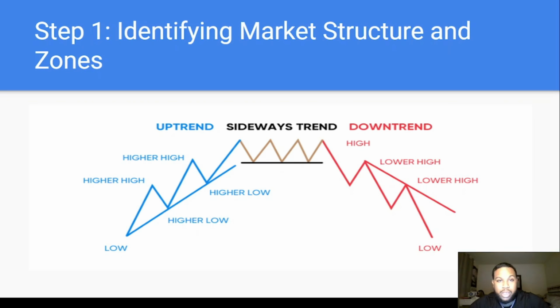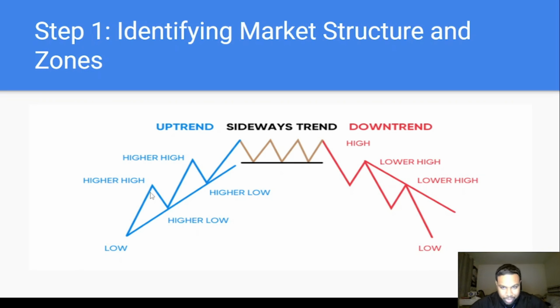Step one is identifying your market structure and your zone. There are three important structures that a market is always going to be in, regardless of what pair you're looking at. You've got your uptrend. This is characterized by higher lows and higher highs. This low is higher than that one. This one's higher than that one. This high is higher than that one. This high is higher than that one.